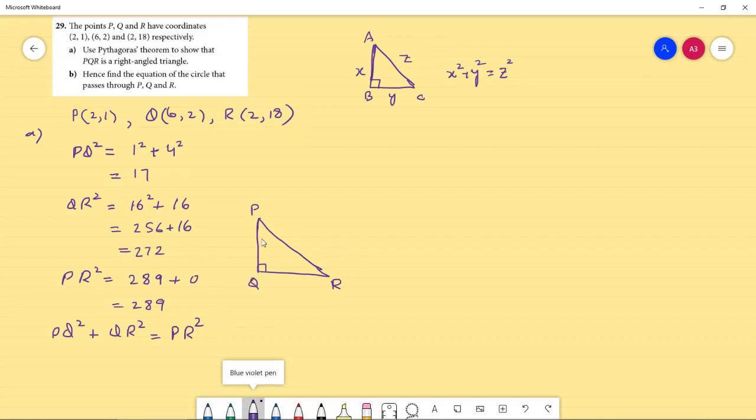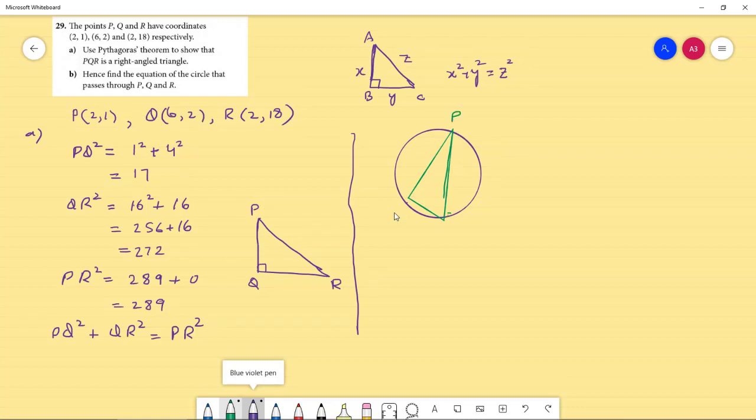So this triangle is right-angled at Q. This is the solution of the first part. I hope you got it. Now for this part you should remember the circle theorem from O level, which we learned in O level. Now draw the diagram.